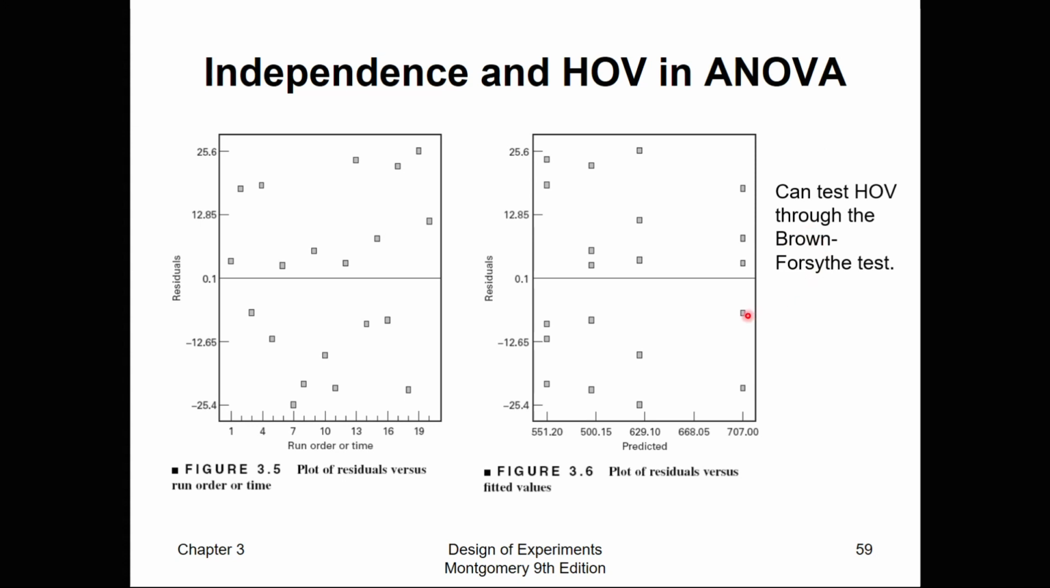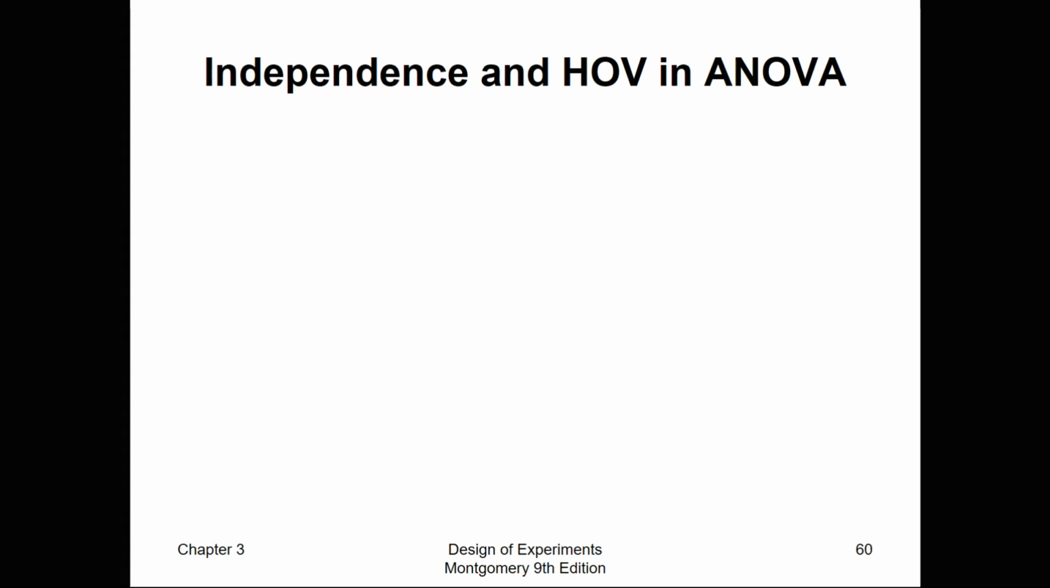For homogeneity of variance, the statistical test is the Brown-Forsythe test. For the independence of run order, and again, that's not independence of everything, that's just independence from run order, you can test that through a correlation between run order and the residuals.